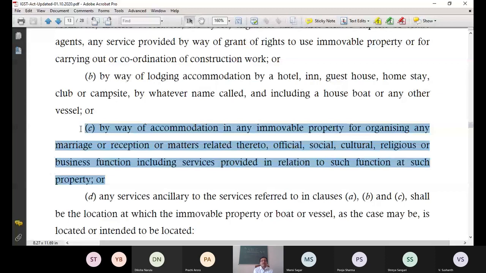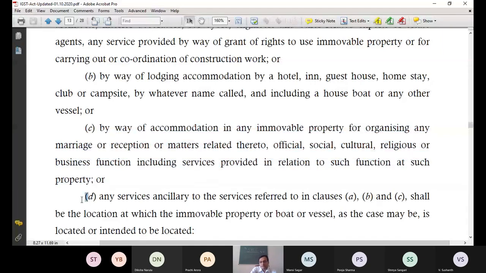By way of accommodation in any immovable property for organizing any marriage or reception or matters related thereto, official functions, social functions, cultural functions, religious functions, business functions, including services provided in relation to such function at such property. Now, so many times to organize any conferences, a conference hall is booked in a hotel. That is also a service which is included in this section 12 subsection 3. Or any other services related to above main three services.